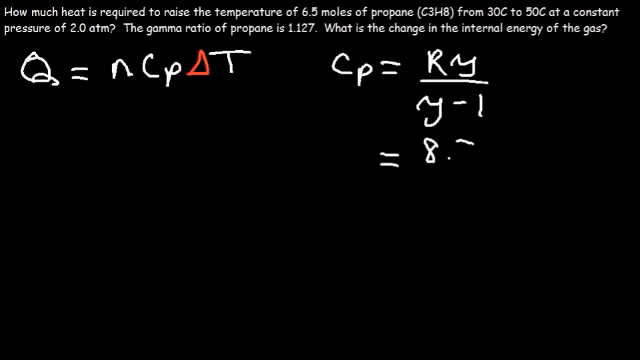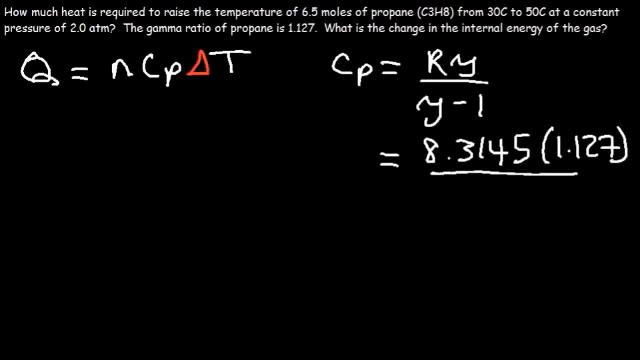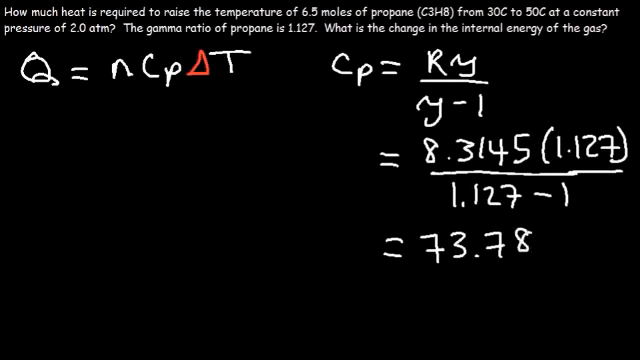So that's 8.3145 times 1.127 divided by 1.127 minus 1, which on the bottom is 0.127. So 8.3145 times 1.127 divided by 0.127 is about 73.78. So using this, we can now calculate Q.